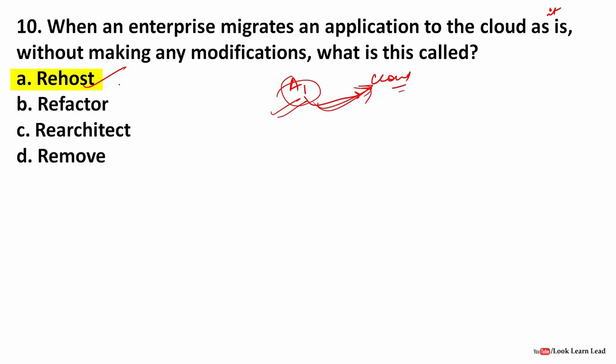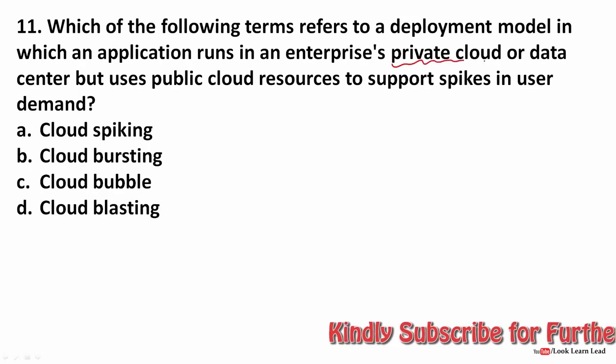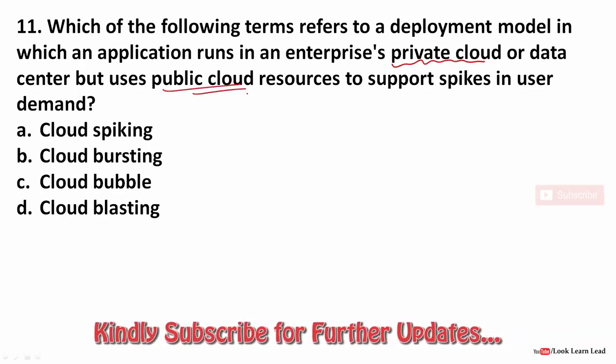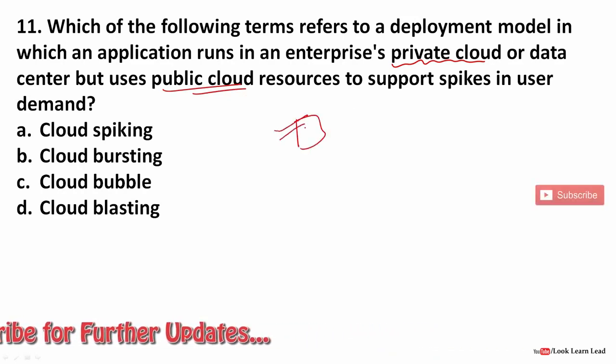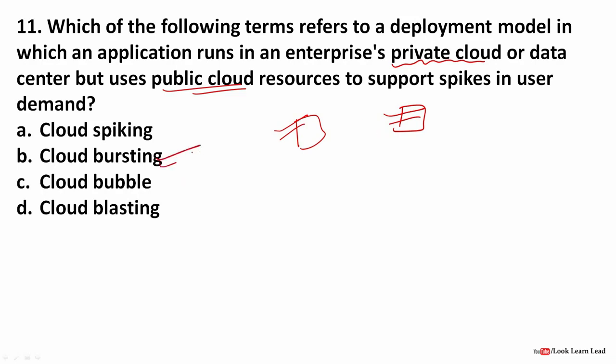Next, which of the following terms refers to the deployment model in which an application runs in an enterprise's private cloud, but uses the public cloud resources to support spikes in user demand? Sometimes some resources won't be available in the private cloud, so it would use the public cloud to fulfill the spike in user demand. So this is known as bursting. This is cloud bursting.